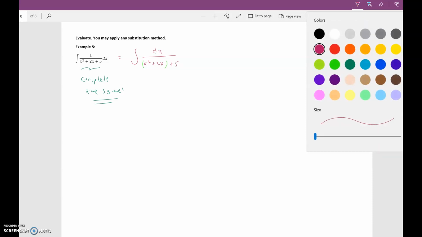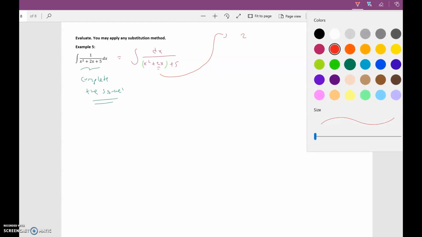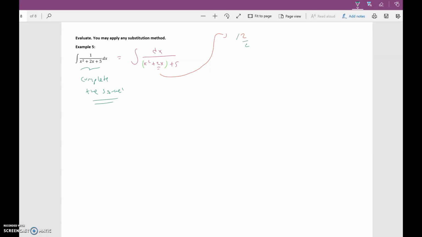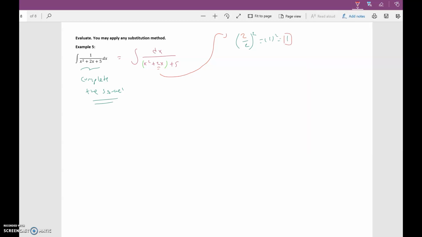And then remember that when you complete the square, you're looking at the coefficient of the x's. This value, which happens to be 2, the algorithm is you divide it by 2 or multiply it by a half and then square it. So this is going to be 1 squared, which is equal to 1. So to complete the square, we have to add 1, but you're not allowed to modify the integral.